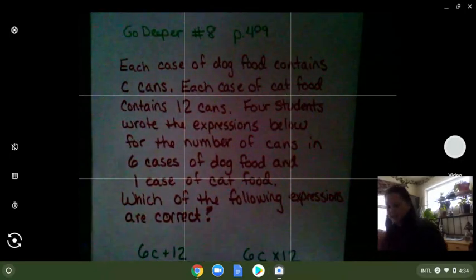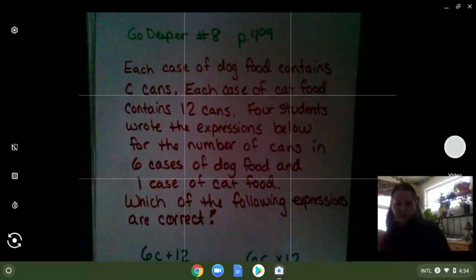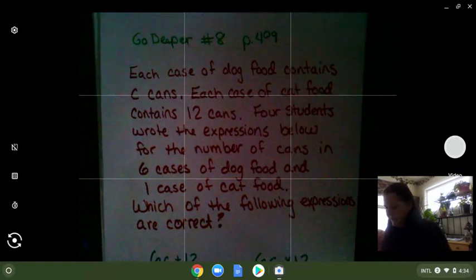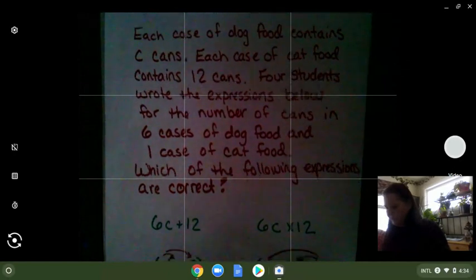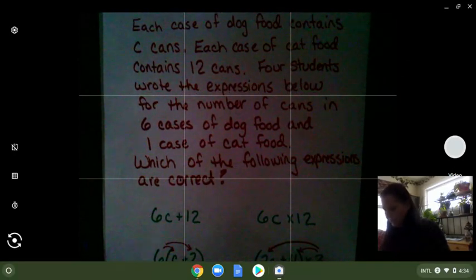We're going to go a little bit deeper. Let's look at this one together. You don't have to write it down. It is on page 409. It's number 8. Each case of dog food contains C cans. Each case of cat food contains 12 cans. 4 students wrote the expressions below for the number of cans in 6 cases of dog food and 1 case of cat food. Which of the following are correct?